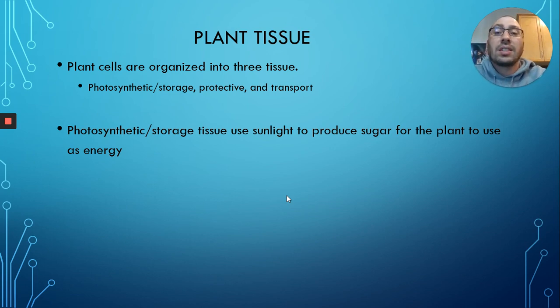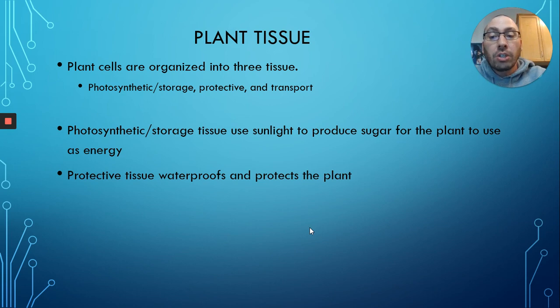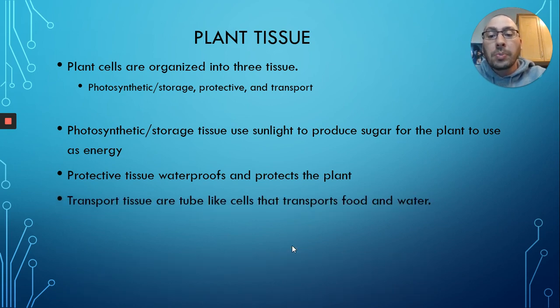We talked about photosynthesis many times, where the plant uses energy from the sun as well as water, and also carbon dioxide, to create its own food, which it's able to sustain its life. And then the byproduct is kind of important for us, that oxygen that gets pumped out. Protective tissue simply waterproofs and protects the plant. And then lastly, the transport tissue. These are tube-like cells that transport food and water throughout the plant.